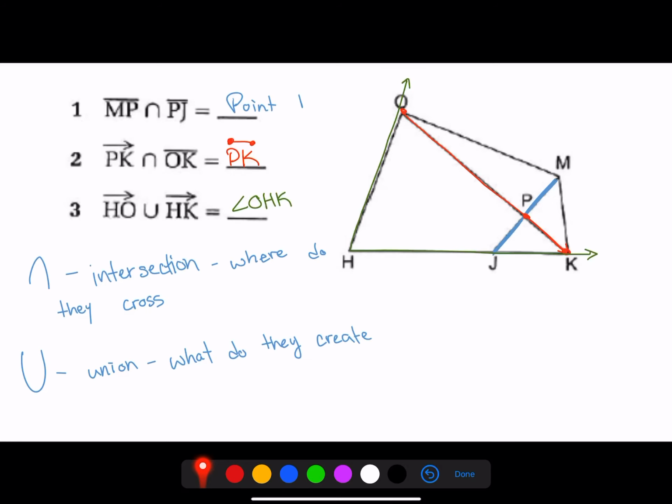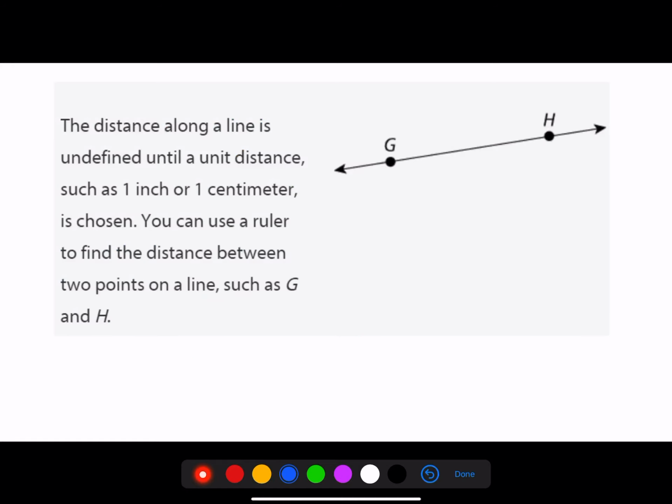So real quick, we already covered all this. And of course, this is a P. Looks like that got erased at some point, but let's continue on. So first off, distance. The distance along a line is undefined until a unit distance, such as 1 inch or 1 centimeter, is chosen. So we gotta choose the units before we can actually measure something.